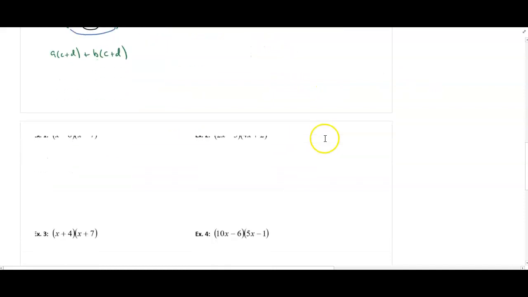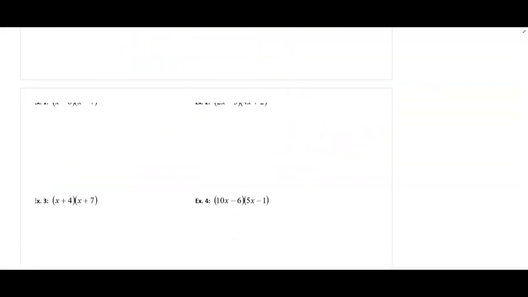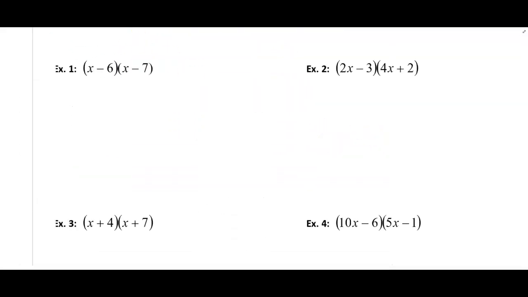Okay? So let's look at a couple of examples here. Right away when I multiply these, x times x is x squared. X times negative 7 is minus 7x. Negative 6 times x is minus 6x. But negative 6 times negative 7 is positive 42. And when I combine these, I get x squared minus 13x plus 42.